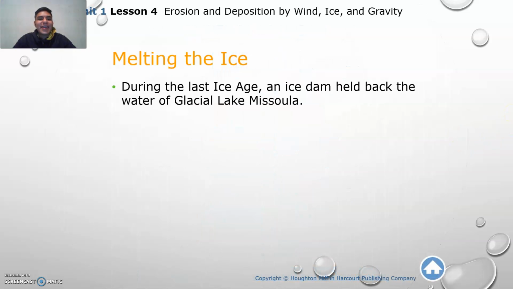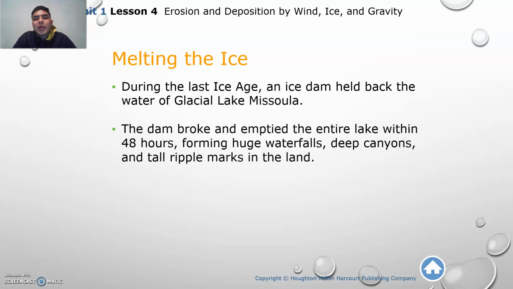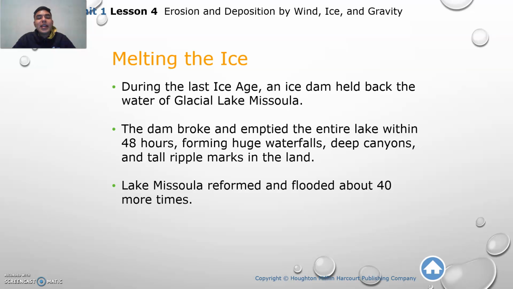Okay. And now we're going to talk about melting the ice. During the last ice age, an ice dam held back the water of glacial Lake Missoula. The dam broke and emptied the entire lake within 48 hours, forming huge waterfalls, deep canyons, and tall ripple marks in the land. That is something very nice. So imagine when all of this ice melted, it even formed waterfalls around. Lake Missoula reformed and flooded about 40 more times.